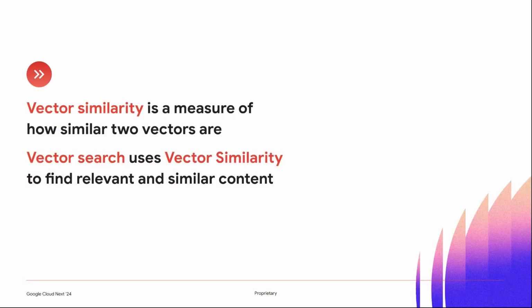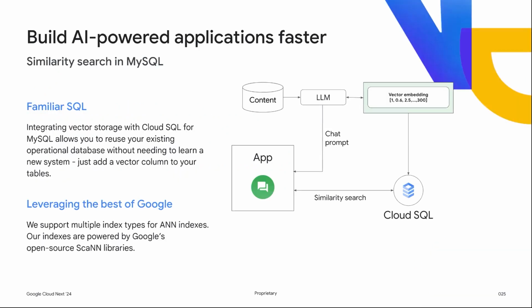Let's talk a little bit about Gen AI in Cloud SQL. So, I'm sure you've all heard a lot about vector search. Vector similarity is a measure of how similar two different vectors are. Vector search uses vector similarity to find relevant information based off of a query. So when it comes to Cloud SQL, we've now introduced vector storage and search within Cloud SQL for MySQL. As I mentioned, this is now in public preview.